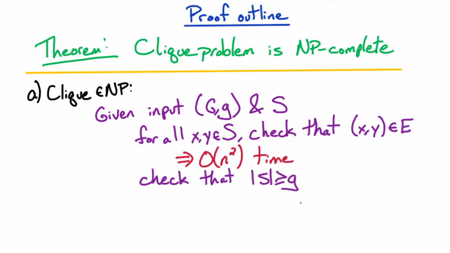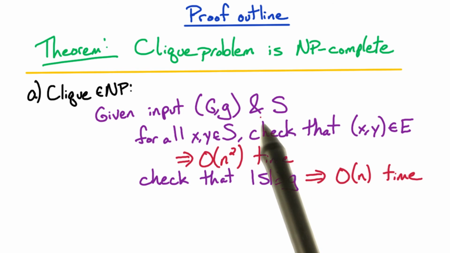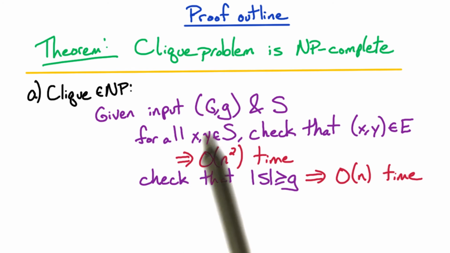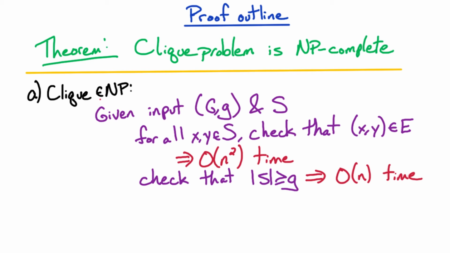Now we have to verify that the size of S is at least little g. That takes us order n time, and therefore it takes us polynomial time to verify that S is a solution to the clique problem on this input instance. That establishes that the clique problem lies in the class NP. It's a search problem. We can verify solutions in polynomial time.